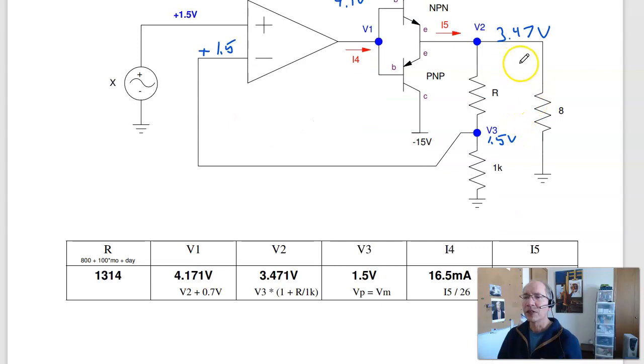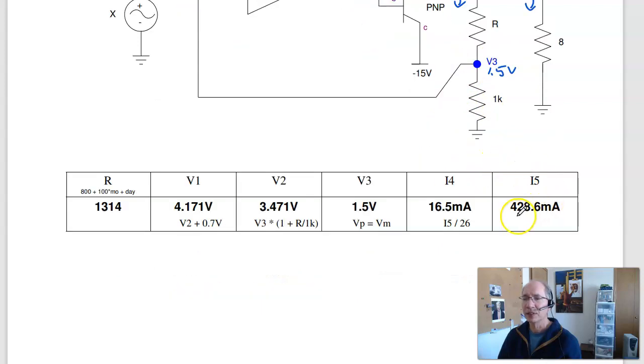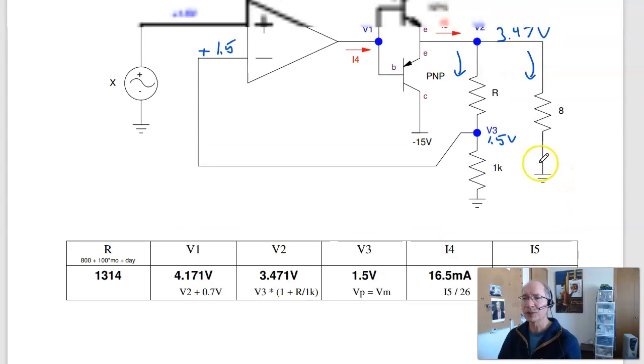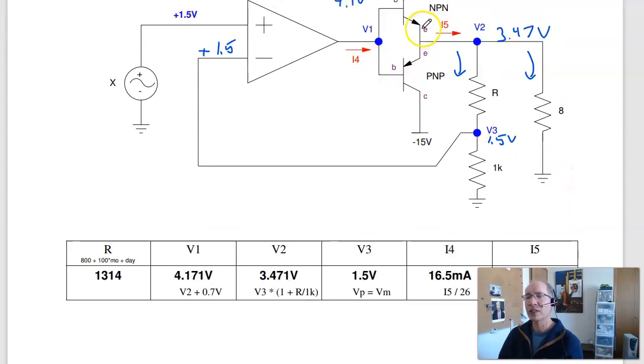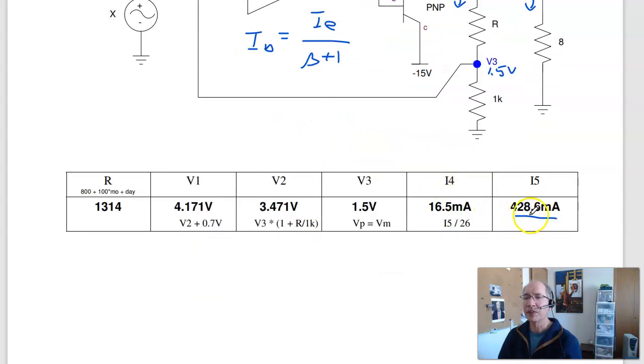To find the current is 3.47 over 8 plus 3.47 over R plus 1K. That's I5. Turns out that's 428 milliamps. I4, this is the emitter, that's the base. IB is the emitter current divided by beta plus 1. Beta is 25, so take this divided by 26, that's the base current.